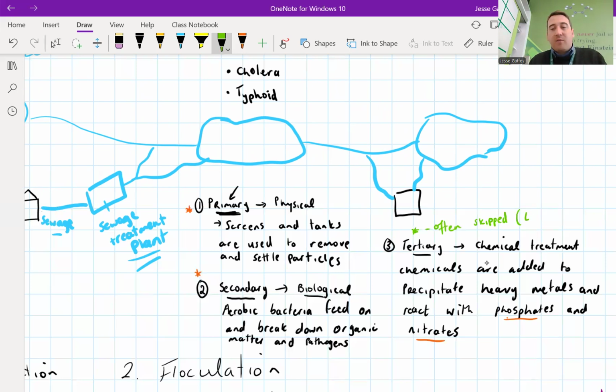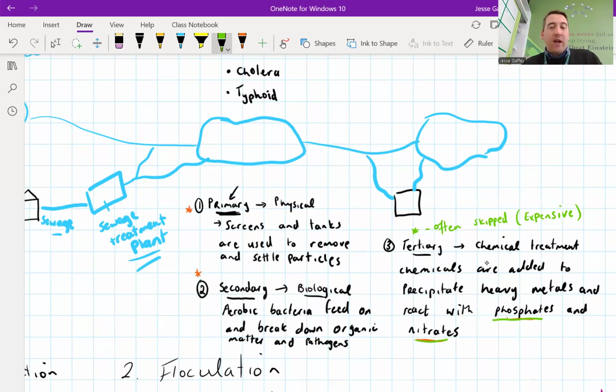Well, it's very expensive. These chemicals can be very expensive, and there are many water treatments, especially in private homes that aren't in estates, where the first two processes happen in the tanks in your garden, but the chemical treatment is skipped. And therefore, we still have the potential for phosphates and nitrates to still be getting added to our water systems.